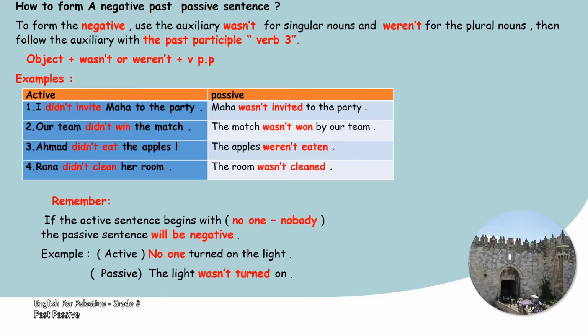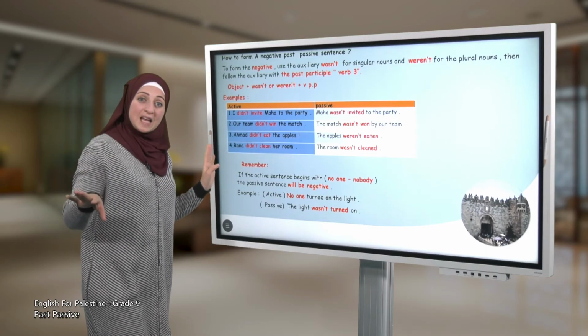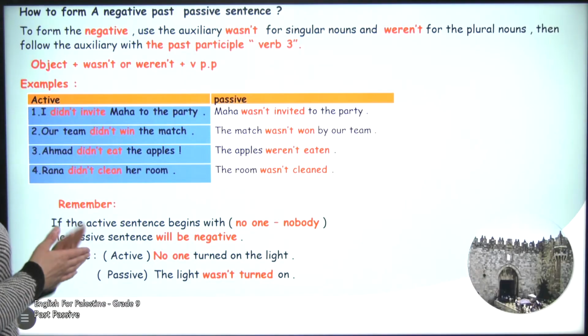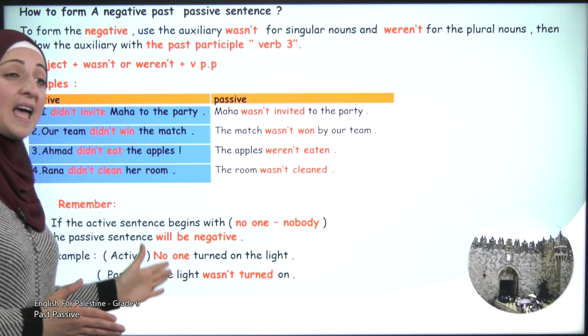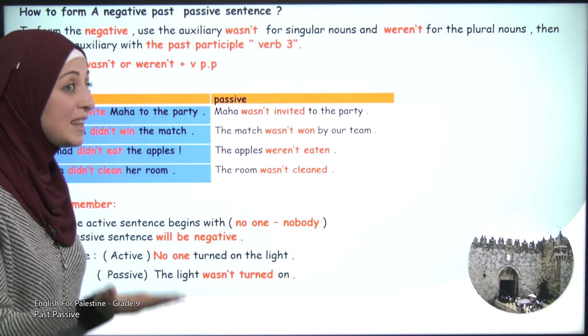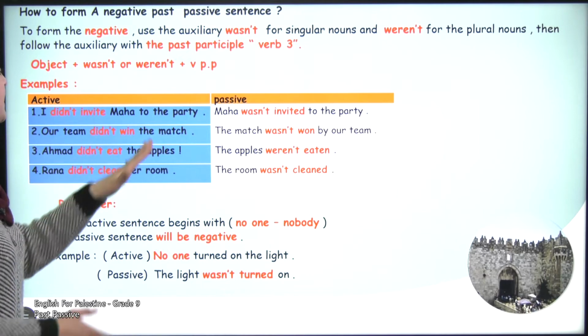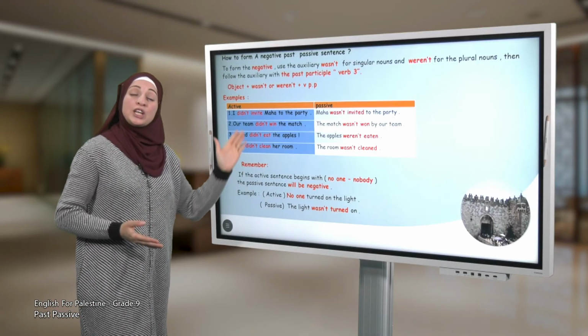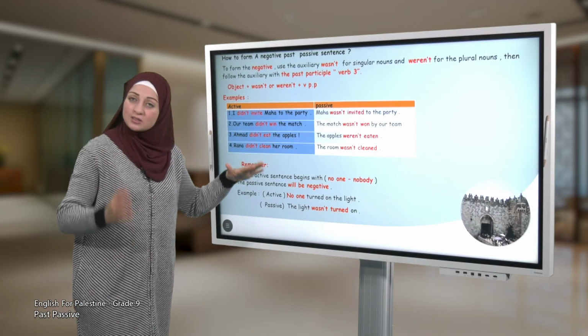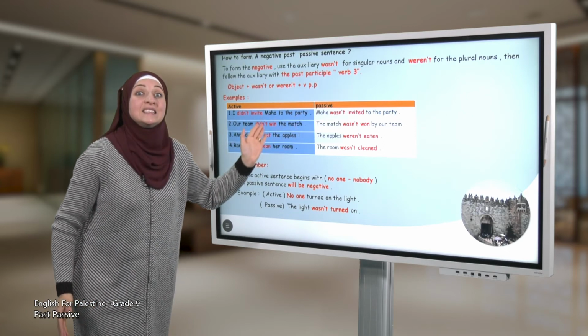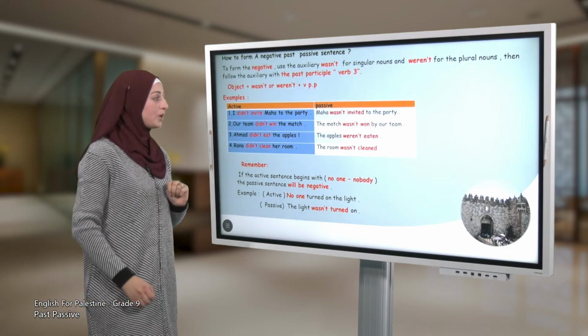I have many examples here. Please pay attention. Example number 1, those examples are in the active and we will change them to the passive. Concentrate. Number 1, I didn't invite Maha to the party. To change it to the passive, of course, I will start with the object. So it will be Maha wasn't invited to the party.